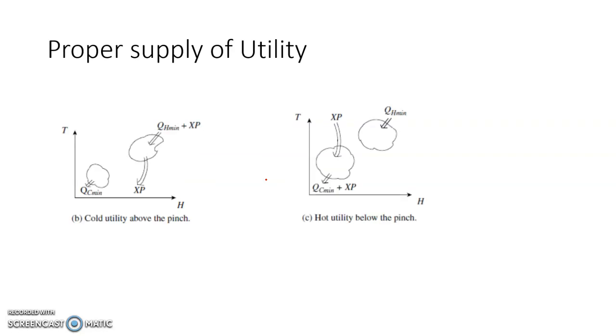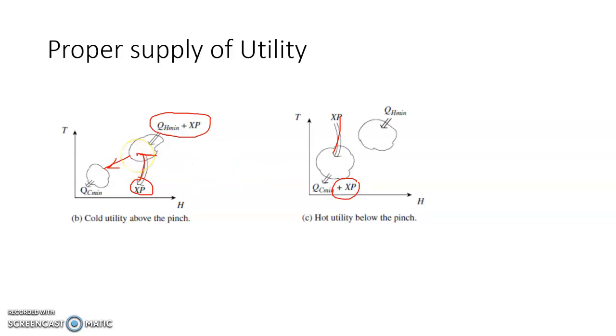And along the same line, what we can understand is that if I add a cold utility above pinch, for example I'm not transferring from above to below but I'm supplying cold utility above pinch, it means I'm removing some amount of energy from the above-pinch region. The moment I remove that energy, I need to add that to the minimum hot utility. So if I supply cold utility above pinch, then I am adding that to the requirement of QH minimum. And if I am supplying hot utility below pinch, then also I am adding to the requirement of energy.